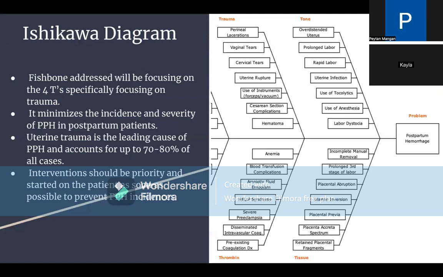It is the leading cause of postpartum hemorrhage and accounts for up to 70 to 80% of all cases. Some examples of uterine trauma include overdistended uterus, prolonged labor, instrumental delivery, cervical tears, vaginal lacerations, and lack of medications. These interventions should be priority and started on the patient as soon as possible to prevent any incidents of postpartum hemorrhage. And then here we have our fishbone diagram.